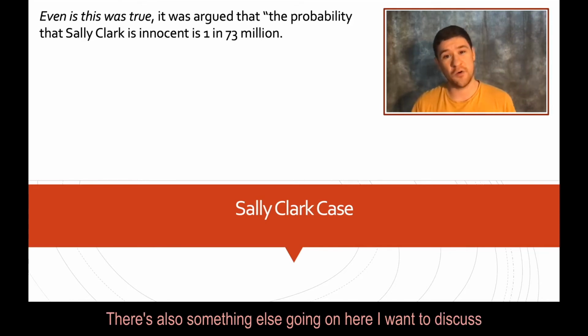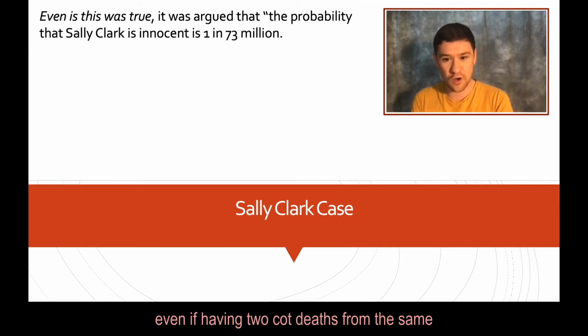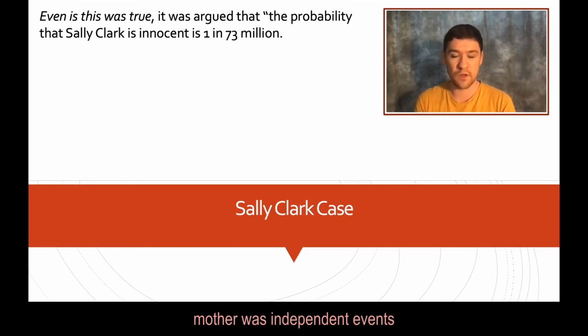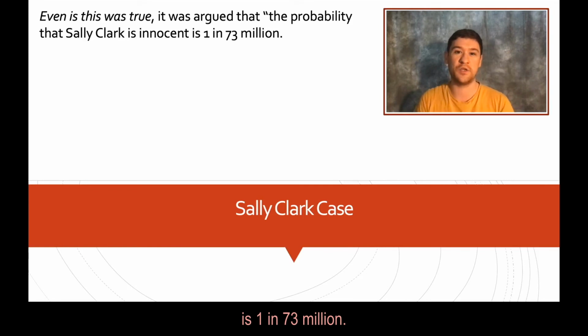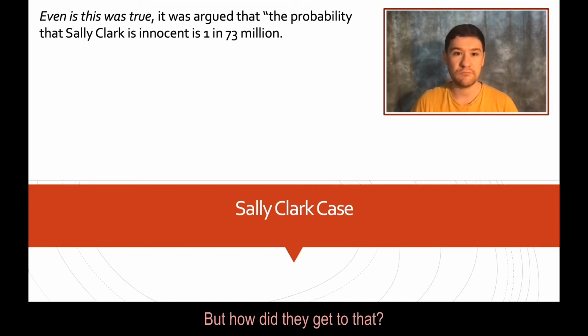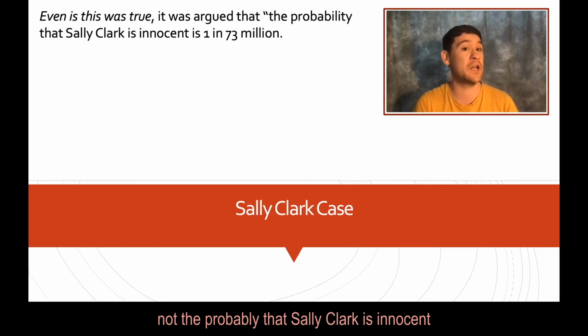There's also something else going on here I want to discuss. So even if this was true, even if having 2 cot deaths on the same mother was independent events, it was argued then that the probability that Sally Clark is innocent is 1 in 73 million. How did they get to that? The probability of having 2 cot deaths was 1 in 73 million, not the probability that Sally Clark is innocent.